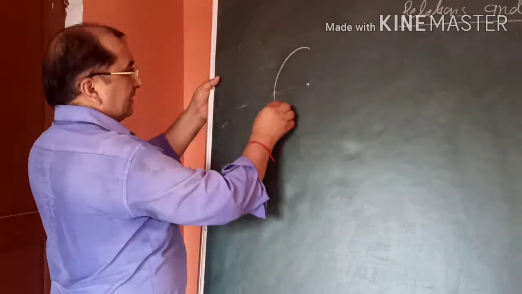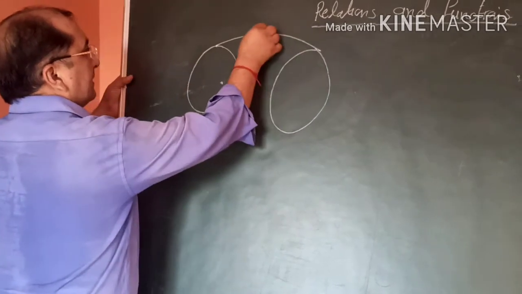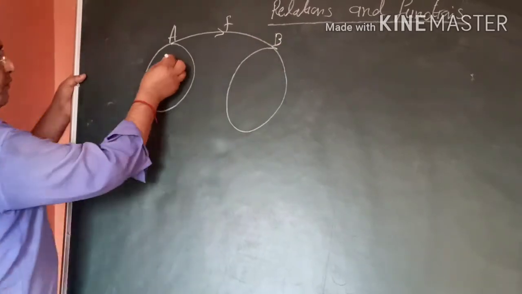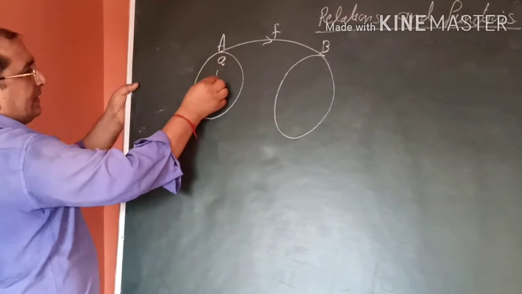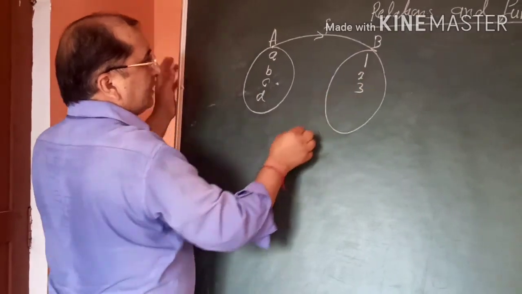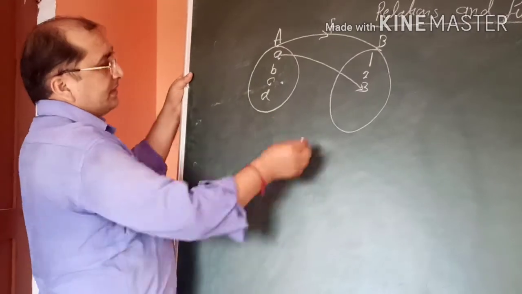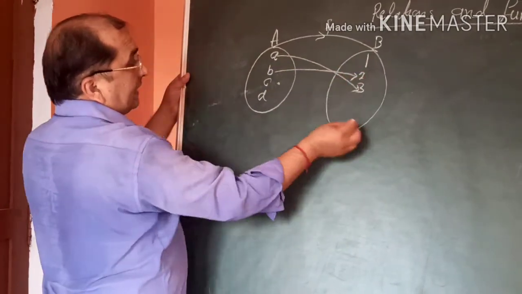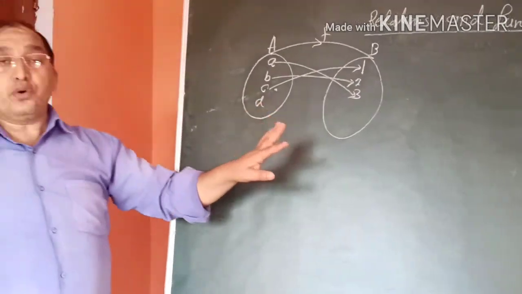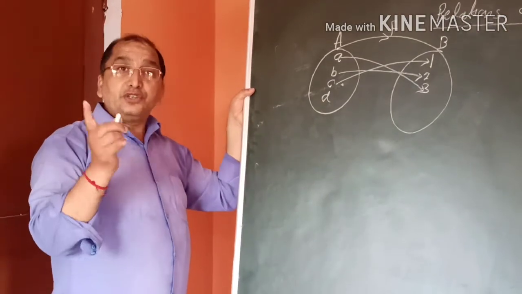See, this one is denoted by f, and this is the first set and this is the second set. Suppose we have some elements a, b, c, d and 1, 2, 3 only. Now see, a has the image 3, b is at 2, c is at 1, but d has no image. Such a function is not defined.